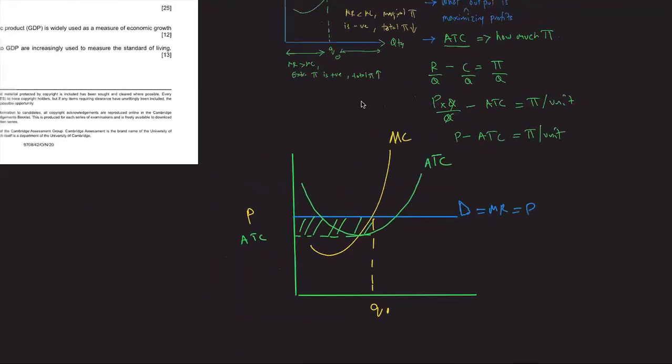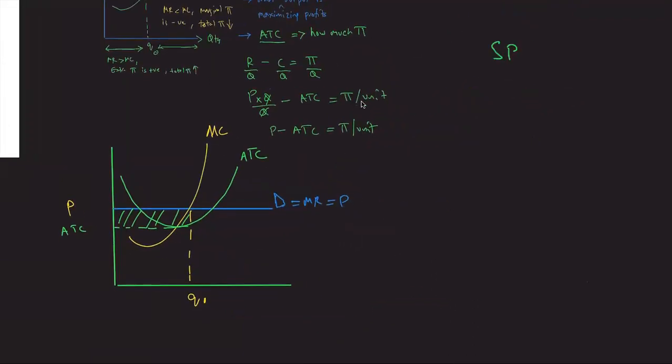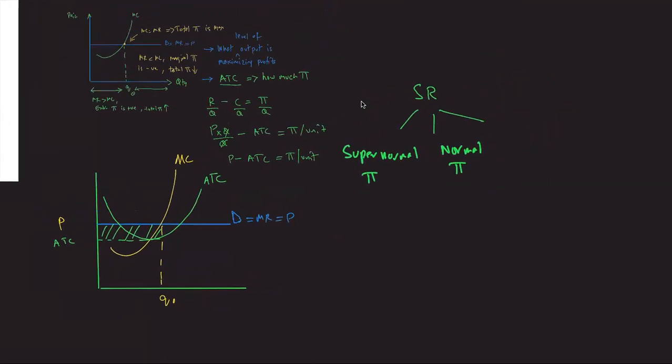So in the short run, we have three situations for profit. Your supernormal profit. I apologize for my handwriting. Your supernormal profit, then we have your normal profit, and you have your economic loss. Supernormal profit: price is greater than ATC. Normal profit: price is equal to ATC. And economic loss: price is less than ATC.